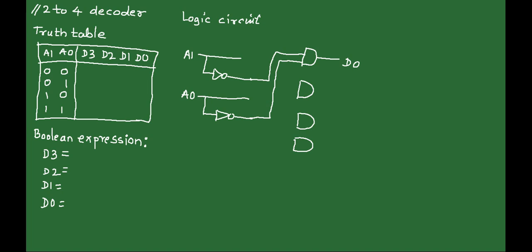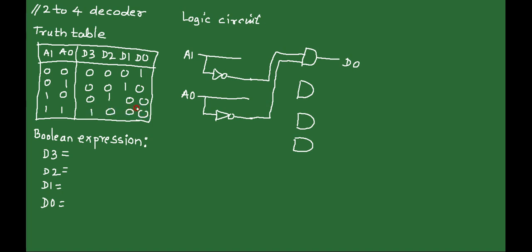The truth table consists of two inputs, A1, A0, and four outputs, D3, D2, D1 and D0. When inputs are 0, 0, D0 should be 1, rest all outputs should be 0. When 0, 1, D1 should be 1, rest all should be 0. Similarly, for 1, 0, D2 should be 1, for 1, 1, D3 should be 1.